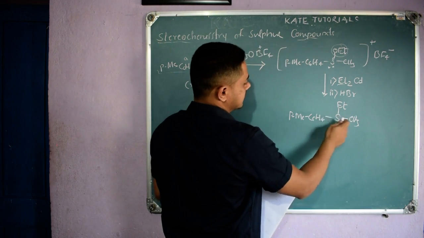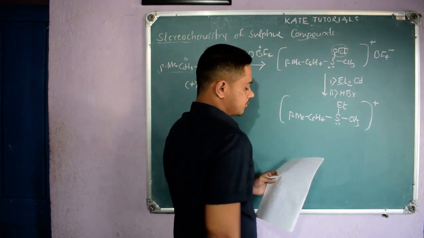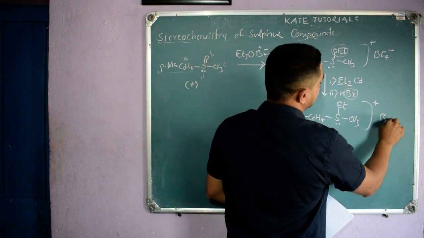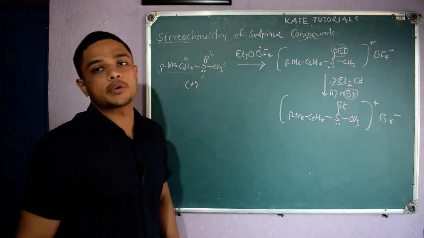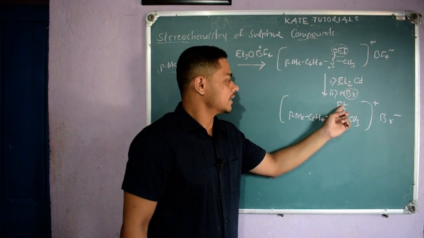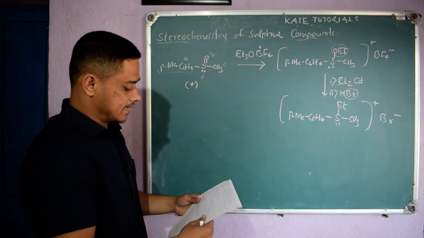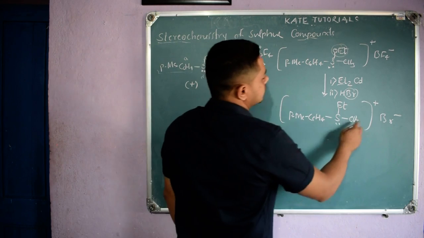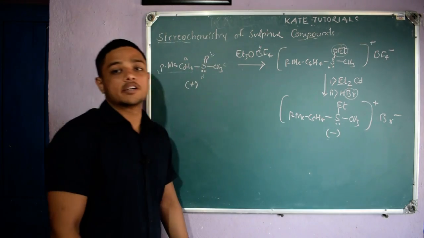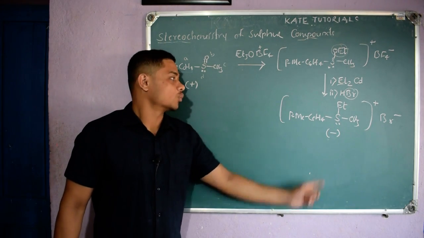Since it has 3 bonds, here is the plus charge, let me write it here only, and here the anion is Br minus. And it is also optically active because 1, 2, 3 and 4 are all different, so it will be optically active, right? When they checked the optical activity, they observed that it is levorotatory. It rotates the plane polarized light towards the left side.